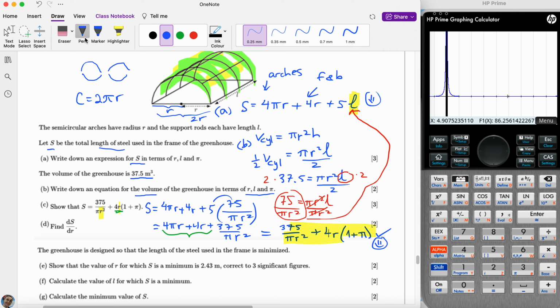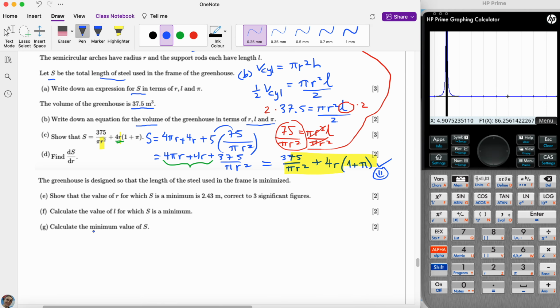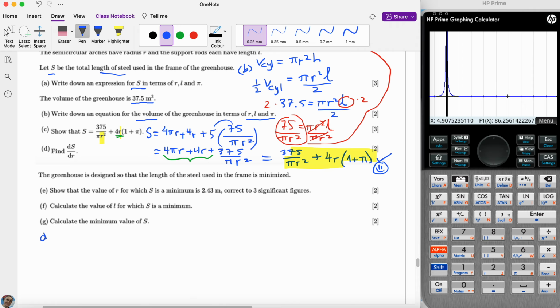Okay, so now let's move on to D. Remember with these questions, that was the most difficult part of the question. It's very possible that you're not able to arrive at it. It's important to have the skills of not giving up and just moving on. So you can still derive this, even if you didn't get the previous part.